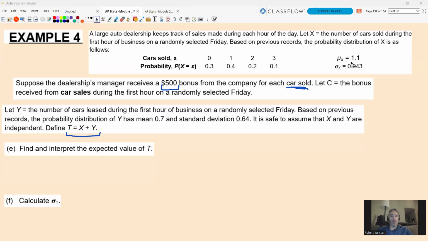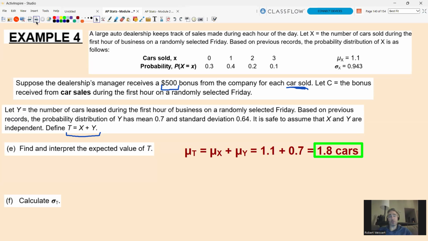What we're going to do here is we have our two means. We have 1.1 over here, and we have 0.7. So again, those are right here. The mean of X is 1.1, the mean of Y is 0.7. Just simply add those together and you get 1.8 cars.